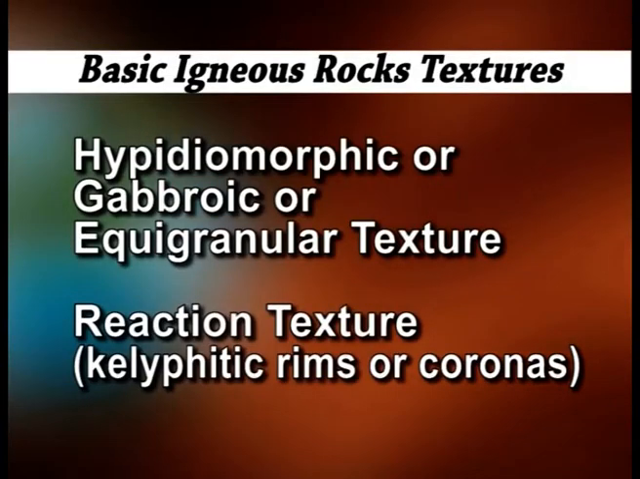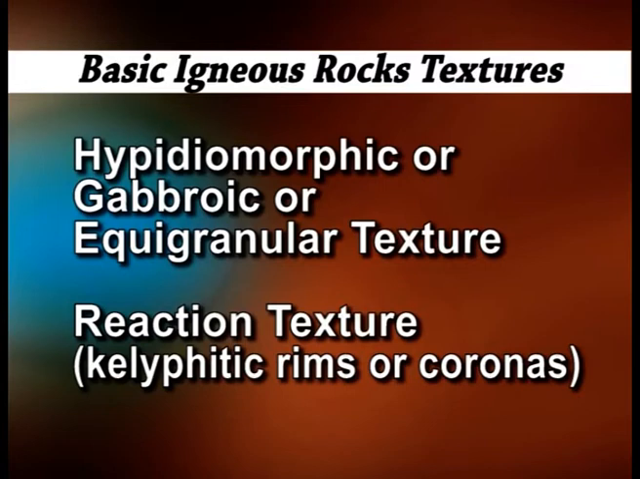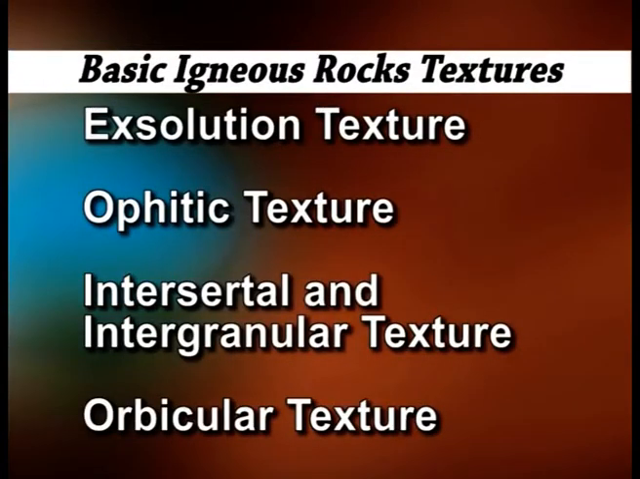Basic igneous rocks exhibit the following textures. They are hypidiomorphic or gabbroic or equigranular, reaction texture, that is kelyphitic rims or coronas, exsolution texture, ophitic texture, intersertal and intergranular texture, and orbicular textures also. Mafic igneous rocks show mesocratic color index.